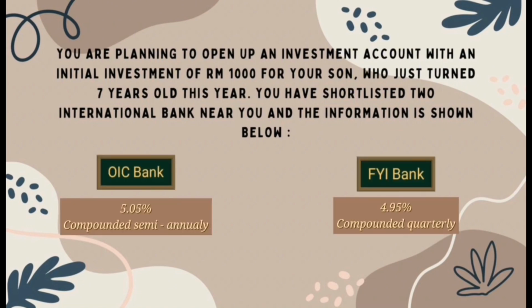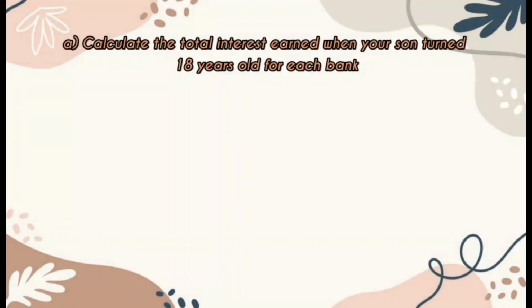For OIC Bank, the interest rate charged is 5.05% compounded semi-annually. For FYI Bank, the interest rate charged is 4.95% compounded quarterly. For question A, calculate the total interest earned when your son turns 18 years old for each bank.